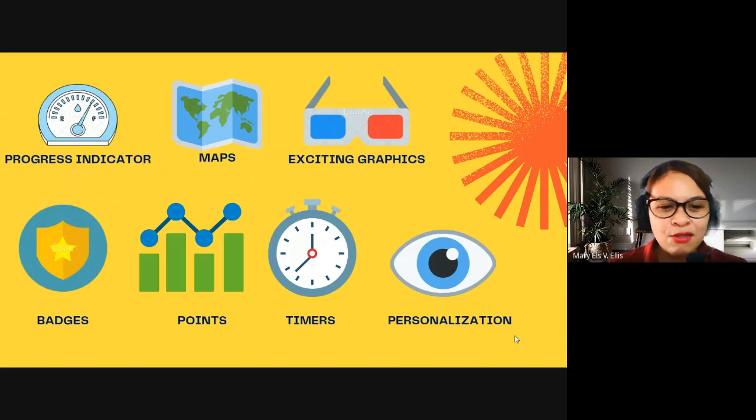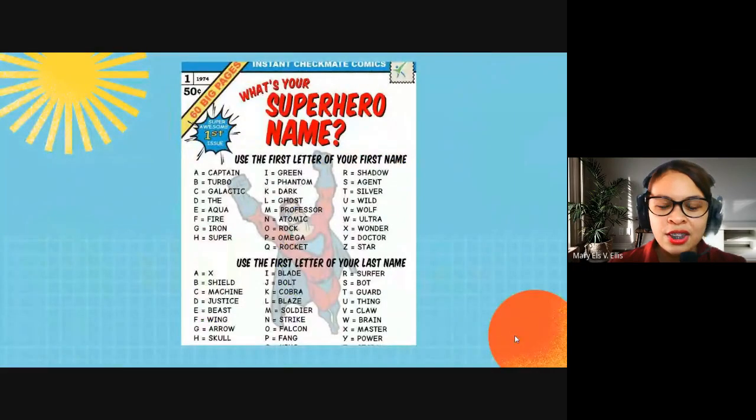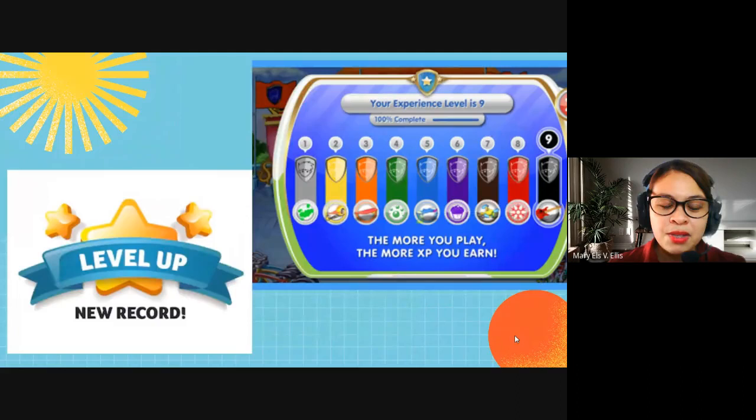And some personalization also. Students love to personalize their e-learning. Here are some examples of the personalization that I actually use. I give them their superhero names. Here are also some examples of badges and experience points, where they level up in their learning material and learning content.